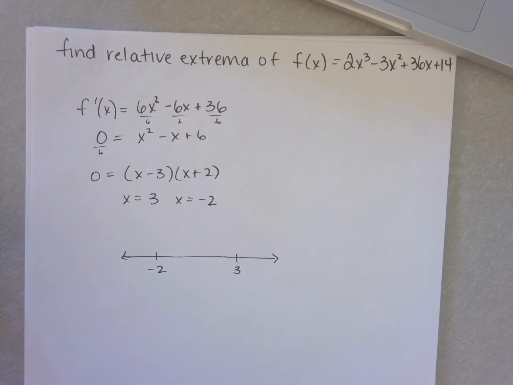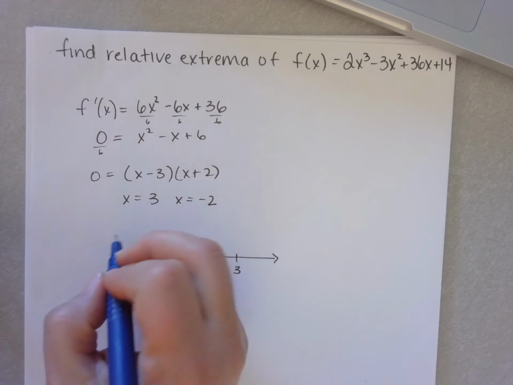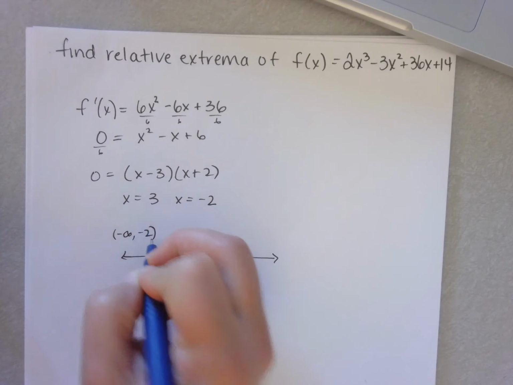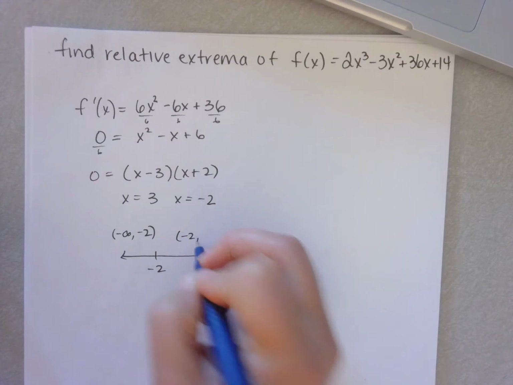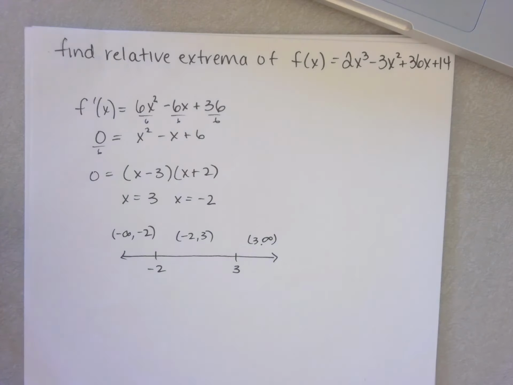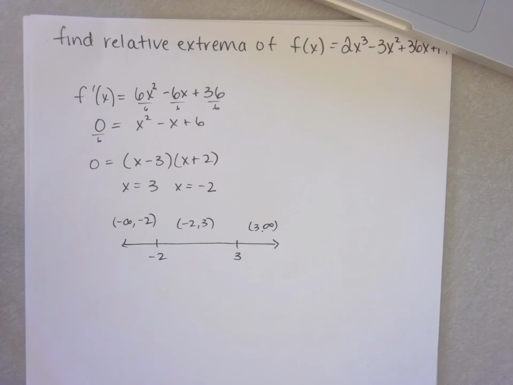So now I want to know whether my function is increasing or decreasing in each one of these intervals. So I'm just going to label these. This one would be negative infinity up until negative 2. Negative 2 to 3, that's that interval, and 3 to positive infinity. So I'm just using interval notation right now.